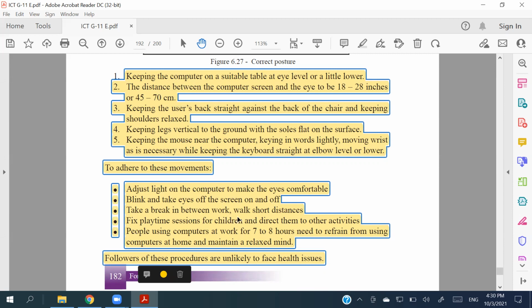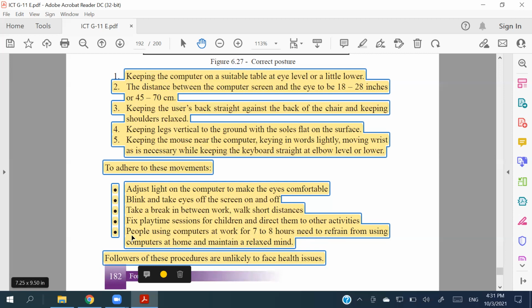Take a break between work, walk a short distance. To avoid musculoskeletal problems, it's better to stand up and go here and there. Even while I'm doing this lesson, I stand up now and then and walk around a little. And fix playtime sessions for children and direct them to other activities. It is a huge problem these days. You are curled up with devices all the time. So please have some play, right? The computer or the device is not your life. There are many things other than that.